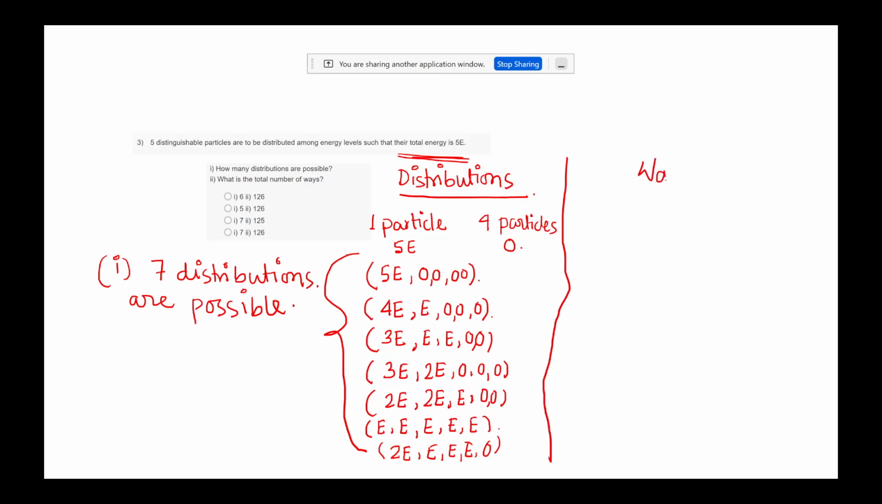Now these are the microstates. For this one, how many ways are possible? You said 5, right? How 5? The first particle has 5e energy, and particles are distinguishable. So how many ways can we choose like that? That is 5C1, exactly, 5.